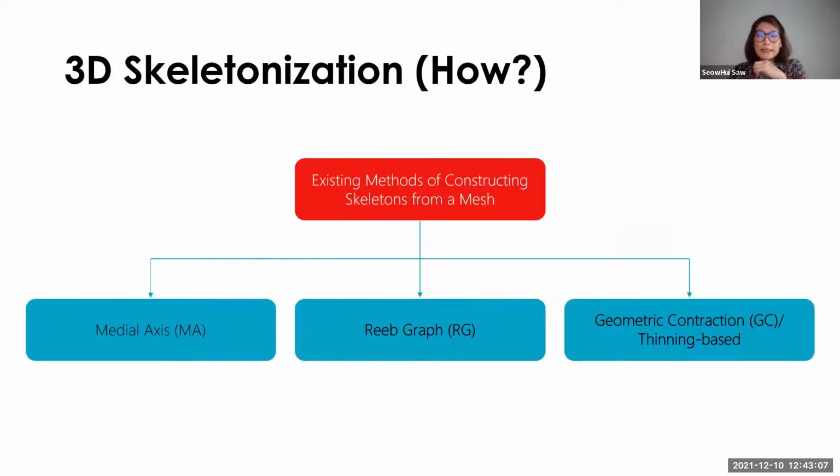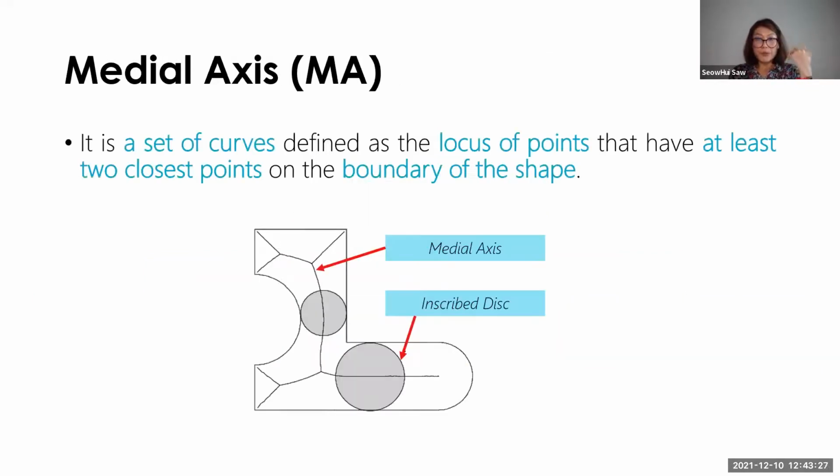Okay, now there are basically various methods of constructing a skeleton from a 3D mesh. The first one is medial axis, then rib graph, and geometric contraction, or what we call the thinning method. Now, I won't talk about rib graph and geometric contraction. I will focus more on medial axis because that's my research somehow. So what is medial axis? It is a set of curves defined as a locus of points that have at least two closest points on the boundary of the shape, as you see in this diagram.